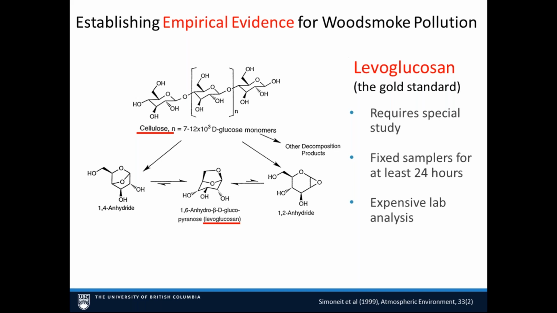But the problem is this is an expensive process. It requires collecting samples on gravimetric filters over at least 24 hours, and then expensive lab analysis to quantify the amount captured on the filter. So while it's a useful technique for collecting more data on the source of PM2.5, it's not feasible to use for large-scale spatial monitoring projects because of the large associated expense.